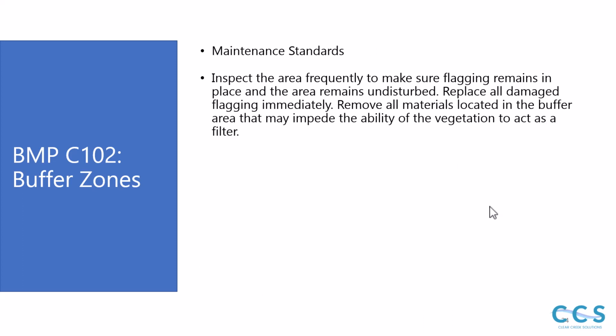Then for maintenance, inspect the area frequently to make sure flagging remains in place and the area remains undisturbed. Replace all damaged flagging immediately. Remove all materials located in the buffer area that may impede the ability of the vegetation to act as a filter. So that's BMP C101 and C102.